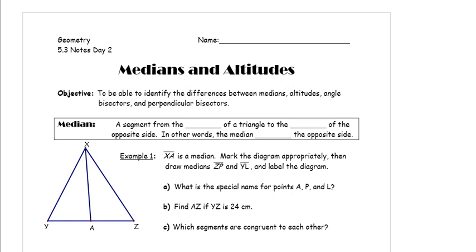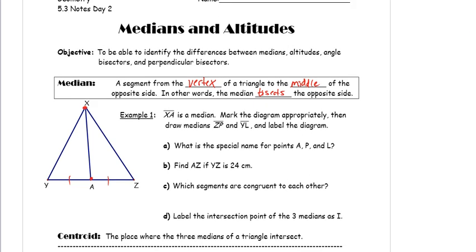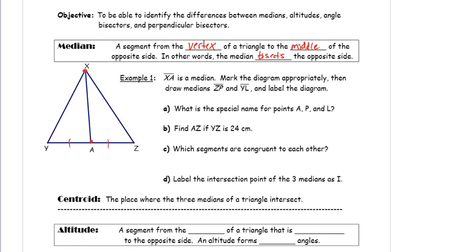So first of all, a median is a segment from the vertex. So in this case, it's X from the vertex of a triangle to the middle, median is middle, of the opposite side. In other words, the median bisects the opposite side. It creates a midpoint over here. So we have XA is a median right now, which means YA is now congruent to AZ. Okay, so if we look at this example, XA is a median, which I just said.